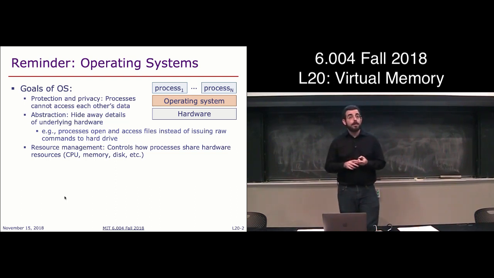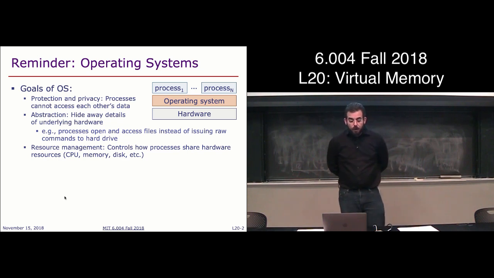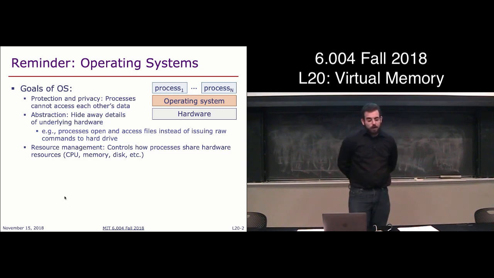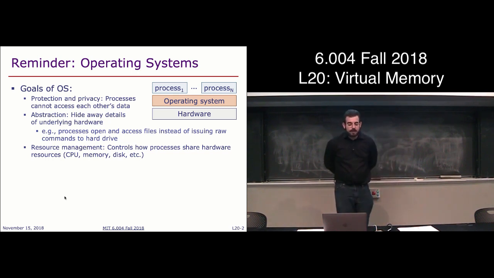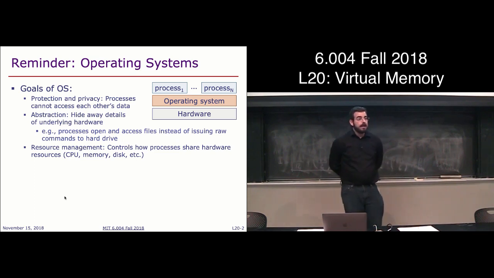The first one is protection and privacy. So we want to give a private address space to each process so that processes cannot access each other's data. The second one is to abstract or hide away the details of underlying hardware. So we're giving higher level abstractions than hardware provides. For example, we're using files instead of just exposing the raw hard drive, or sockets instead of exposing the raw network card. And finally, the last piece of the puzzle was resource management, right? So the last goal is essentially to control how these different processes share the multiple hardware resources in the system.